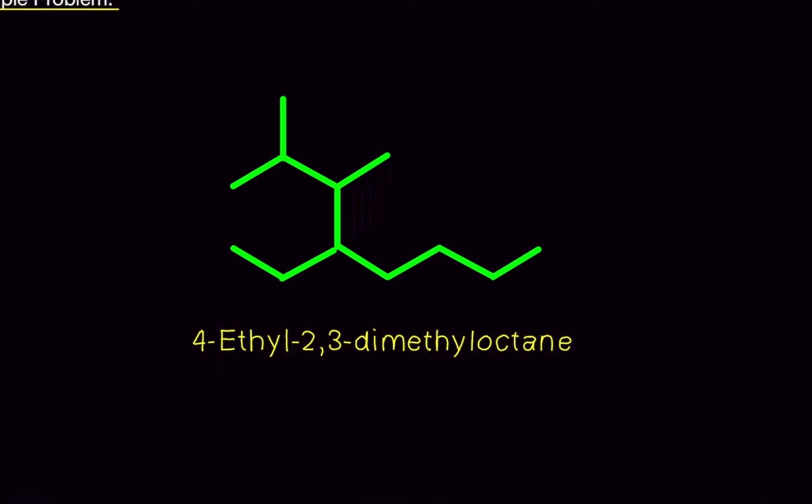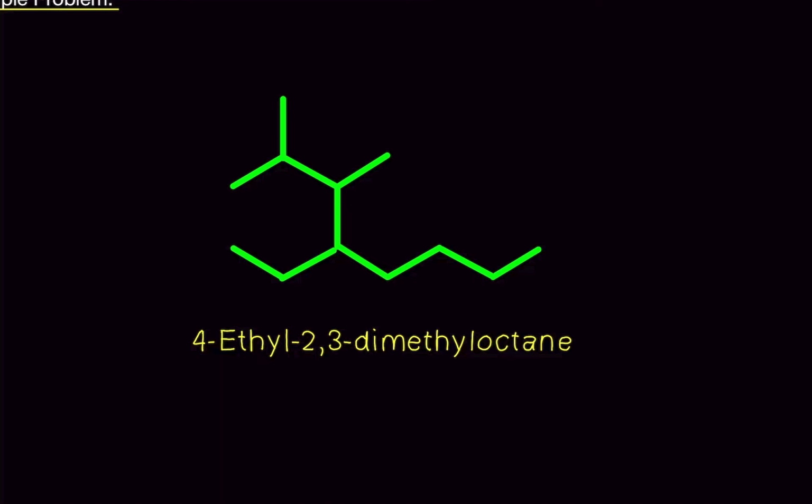What's the parent chain here? So we have 4-ethyl-2,3-dimethyloctane. So this right here gives it away. Octane means 8. So the parent chain will have 8 carbons. Okay? We have a 2,3-dimethyl. So that's 2 methyls. And we have an ethyl on carbon number 4. So the number always comes first and then the group. That's how you read it.